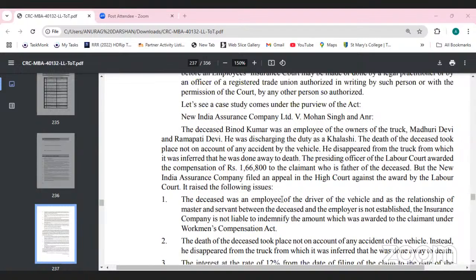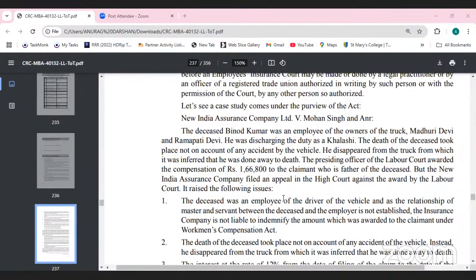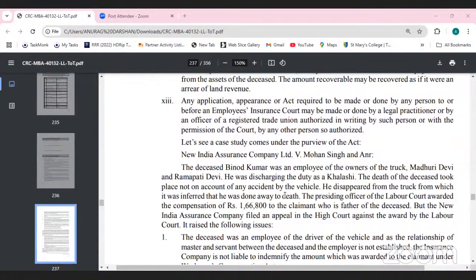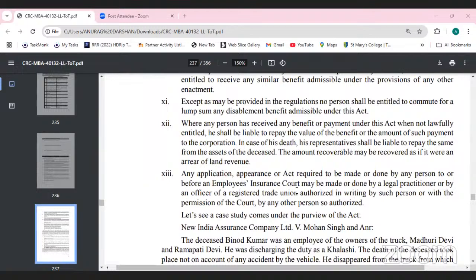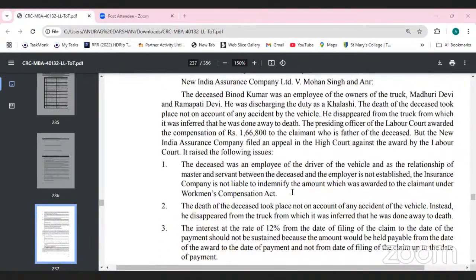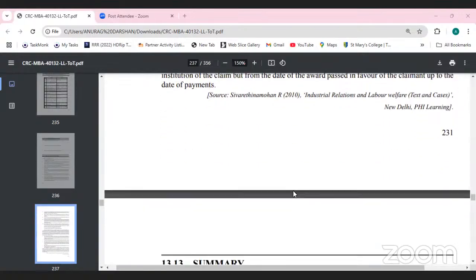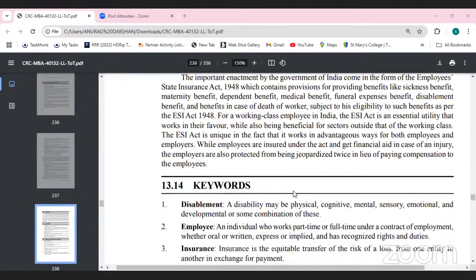So whenever there is a case wherein the application, appearance, or act required to be made or done by any person before the Employees State Insurance Court, it may be done by the legal practitioner only. So this is the case where it says the judgment wherein the interest as the compensation has been paid.